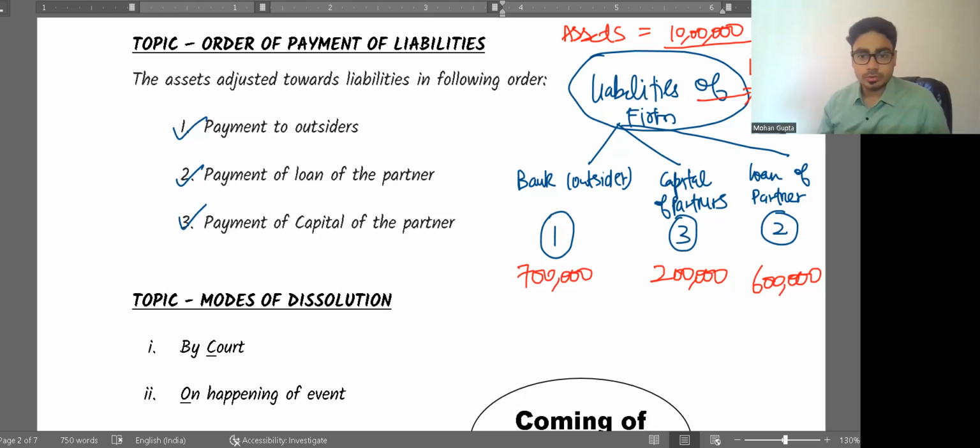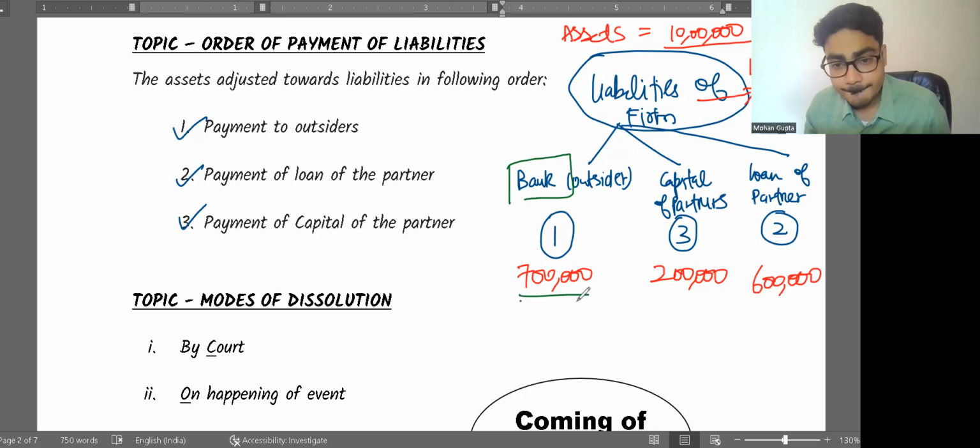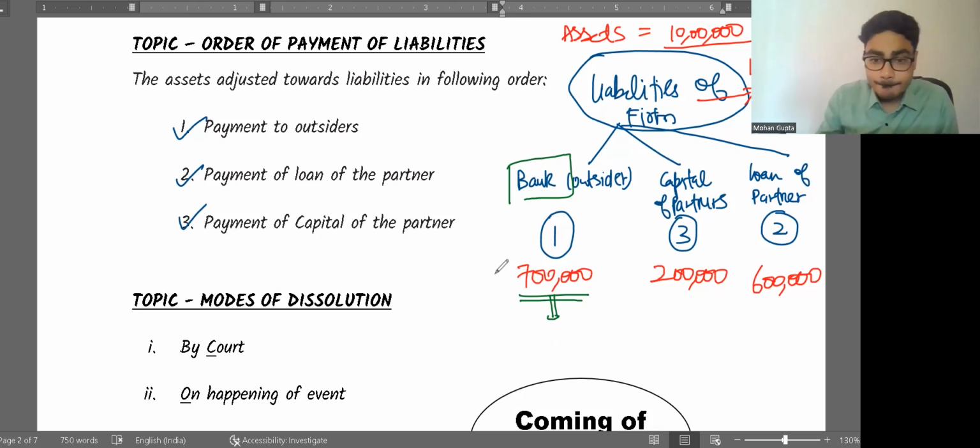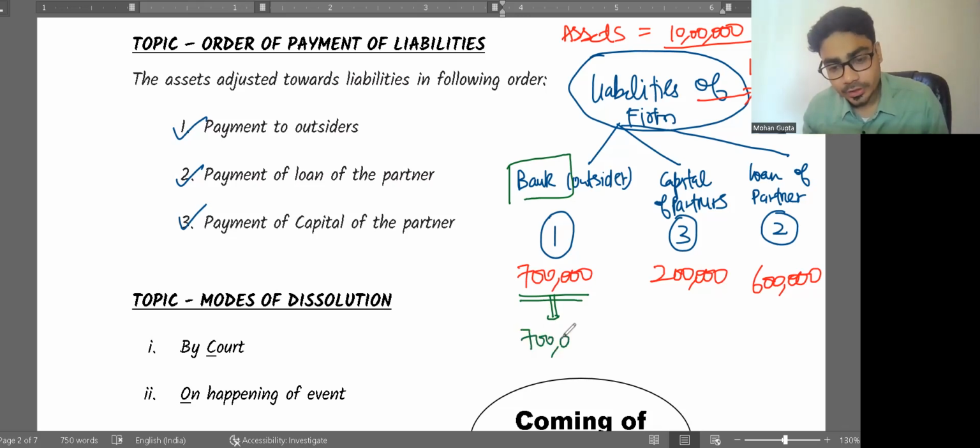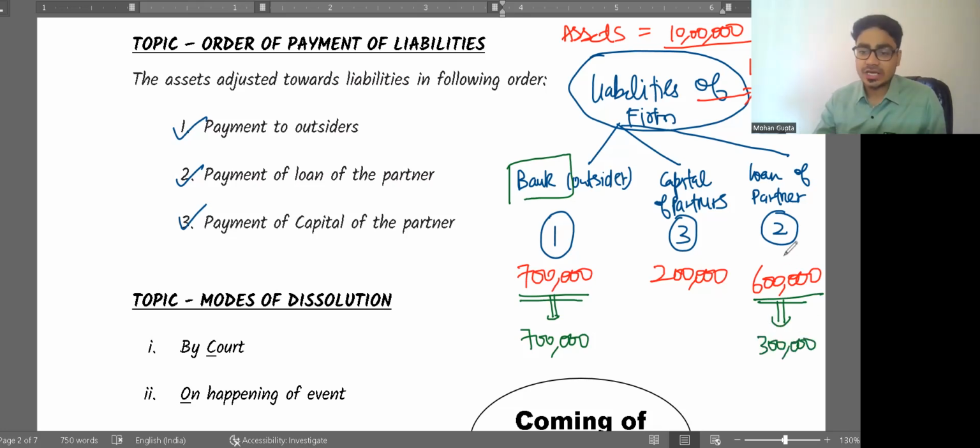When the bank comes for its money, the bank will say, I paid you 7 lakh in times when you needed the money, please give me 7 lakh. So will the firm pay the bank? Yes, that will be paid in full. Okay, 7 lakh is paid to the bank. And then the loan of the partners will be paid. How much? 3 lakh.